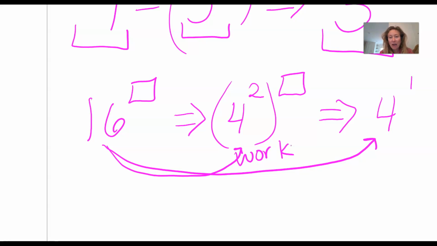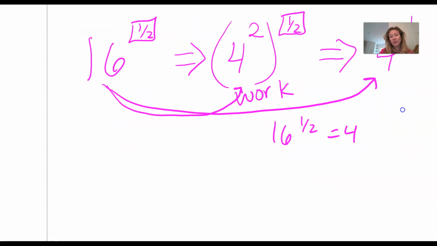So again here, I've got 2 times something is equal to 1, and that's 2 times 1/2. So 16 to the 1/2 power is equal to 4. That is what you would write down as just an equivalency.